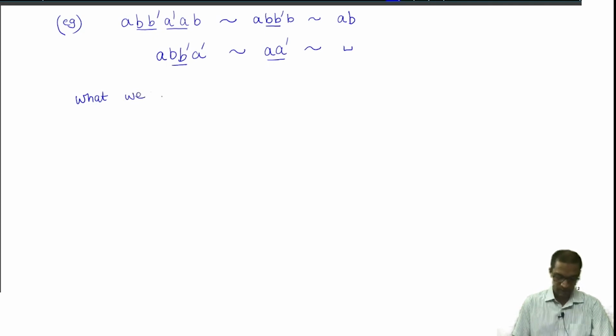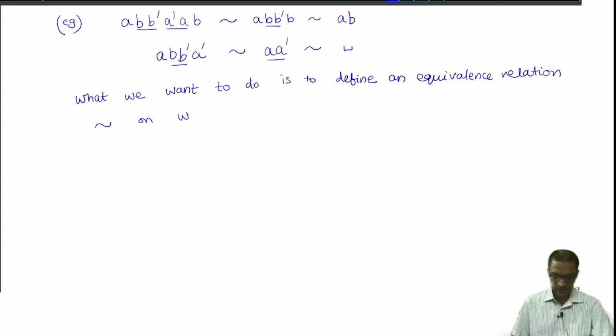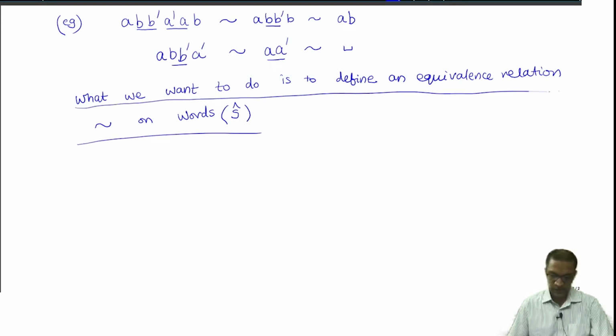What we want to do really is to define an equivalence relation, which I'll denote by tilde, on the set of all words in the alphabet as set. So here's really what we are trying to do. Now the question is how to rigorously define such an equivalence relation.